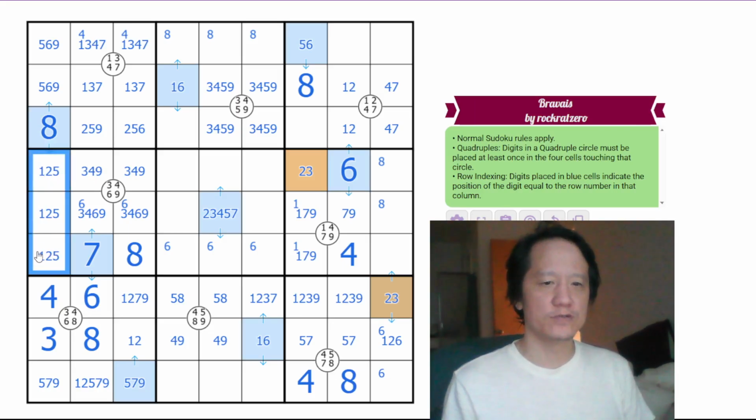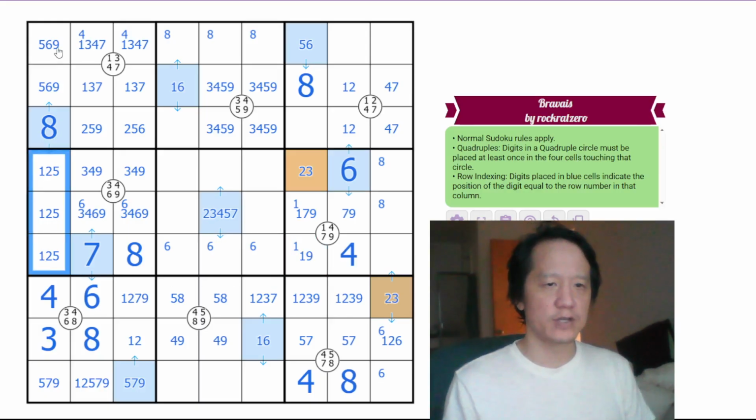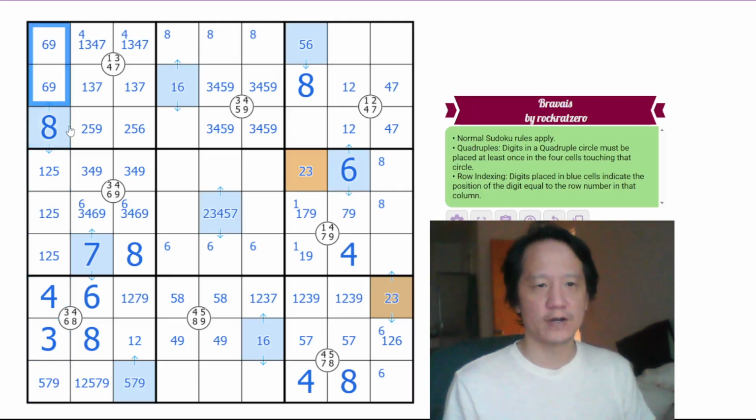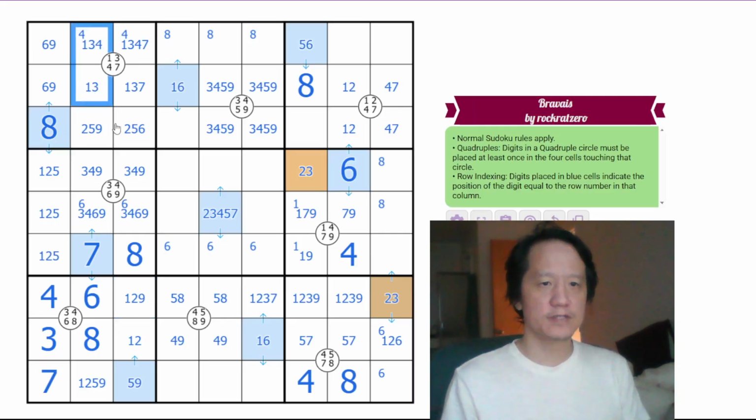That makes a 1, 2, 5 triplet. This can't be 7. This 1, 2, 5 triplet eliminates 1, 2, 5 in the rest of the column. So this can't be 5. This is a 6, 9 pair, which eliminates 6 and 9 in the rest of the column. So this can't be 5 or 9. This is 7. Neither of these can be 7 then. This can't be 7. None of these can be 7, so 7 has to be one of these two.